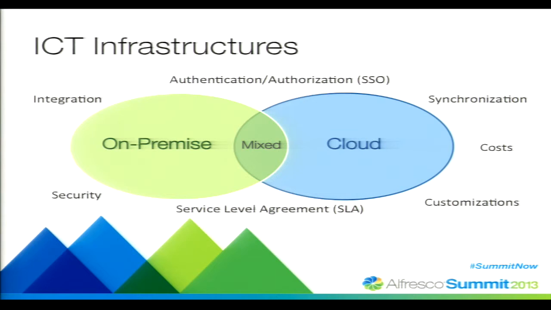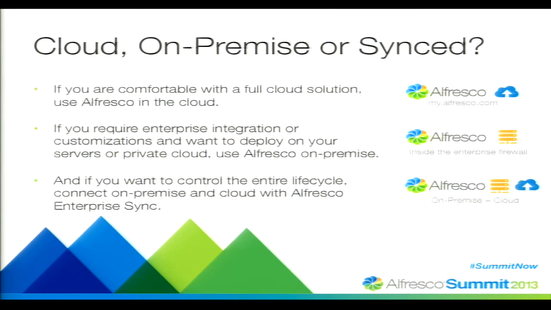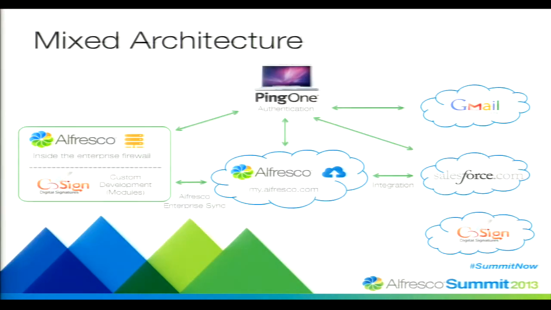We will be focusing on the middle, because we think this is the key, the main infrastructure that companies are going to have in the future, okay? So, which are the challenges? In this case, we have Alfresco on-premise, Alfresco in the cloud, and other services, like for instance Gmail, Salesforce, or Cosign. Cosign is a digital signature tool that we have integrated with Alfresco, which we are going to see in the demo that my colleague is going to show later.